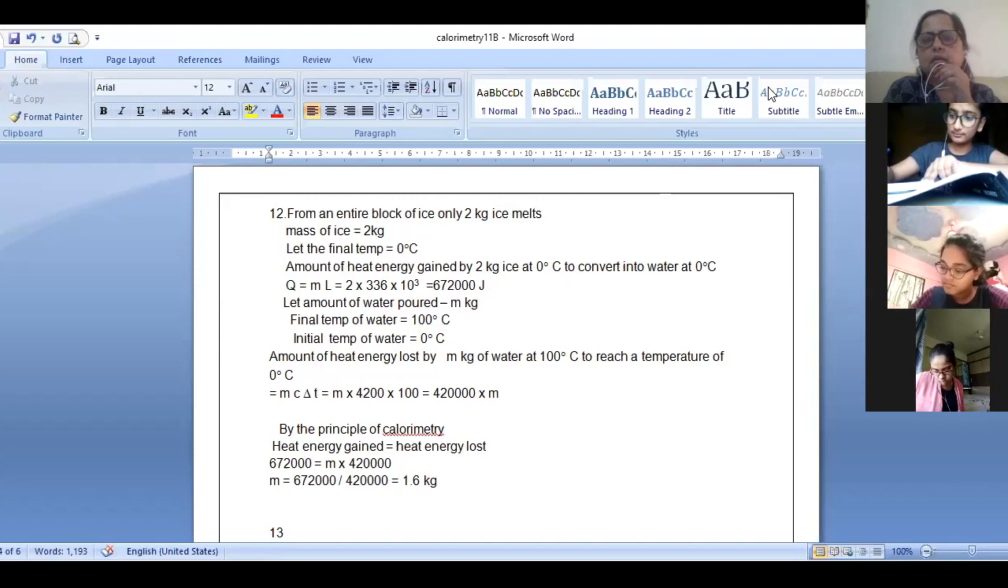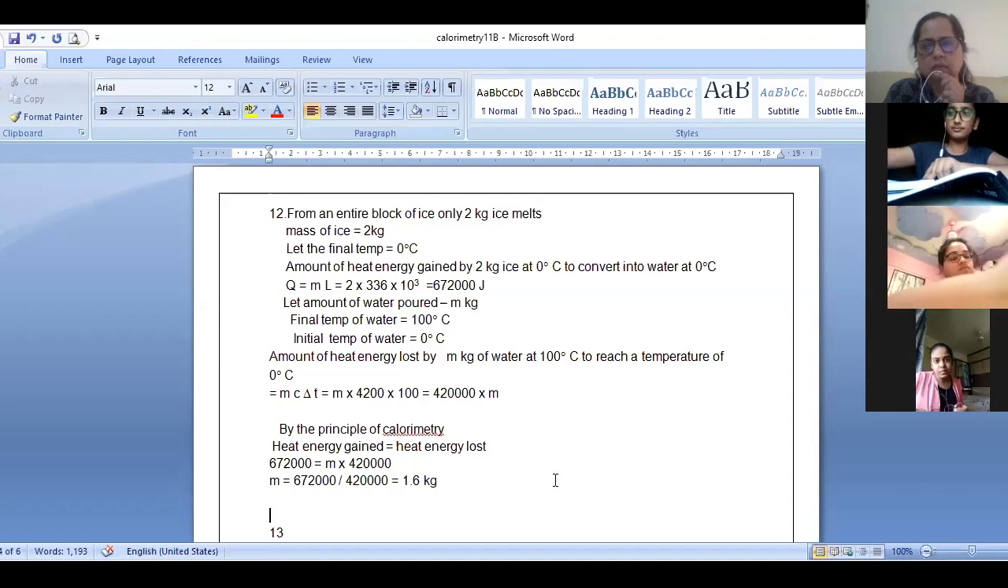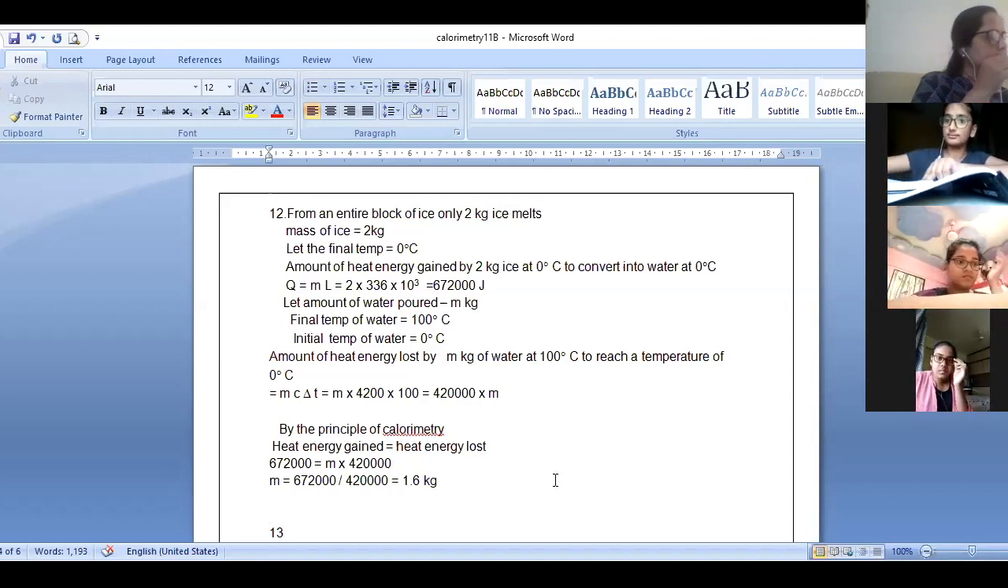Who raised the hand? One person answer. Sid, yes. Ma'am, amount of heat released when 100 gram of ice at -10 degrees Celsius converts to water at 0 degrees Celsius. Very good.